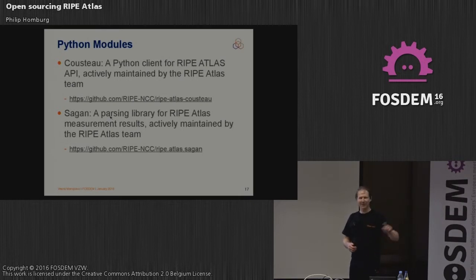So then that guy, who was at that time working for us, started writing Sagan, and Sagan is a Python library that can take all those results and present them in a uniform way.